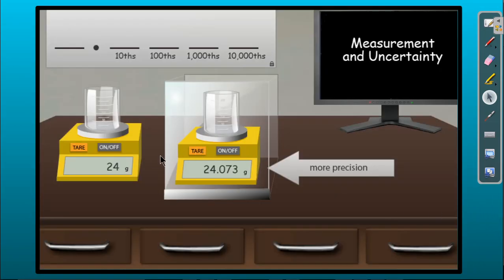Let's look at an example. Look at the two scales right here. They both are measuring the mass of the beaker. This right here says 24 grams. This one says 24.073 grams. This scale right here is more precise than the one over here because it's giving me more digits after the decimal point. It's using a smaller scale. That's what we mean by precision. How many digits after the decimal point can you report? The more you can report, the more precise you are.